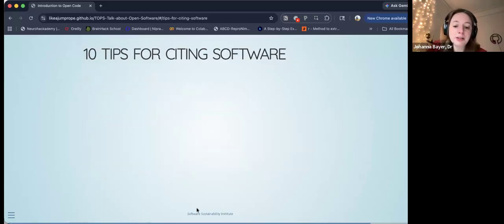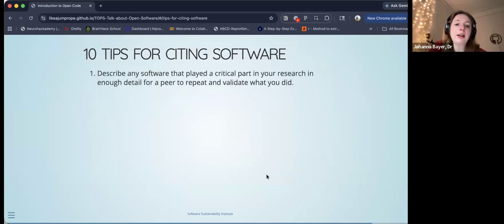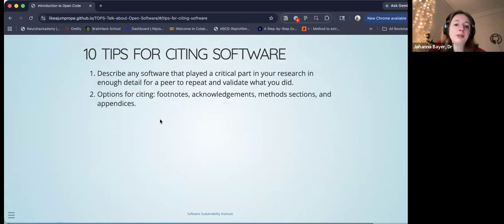Then I have from the Software Sustainability Institute 10 tips for citing software. Describe any software that played a critical part in your research in enough detail for a peer to repeat and validate what you did. Options for citing. So that's kind of a bit of discussion, because people don't often know where to put it, but it's better to put it in your paper at any spot than not put it in your paper. So can be footnotes, acknowledgement, method sections, and appendices, sorry, a real citation.